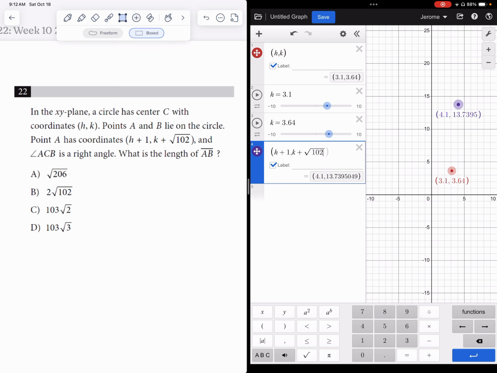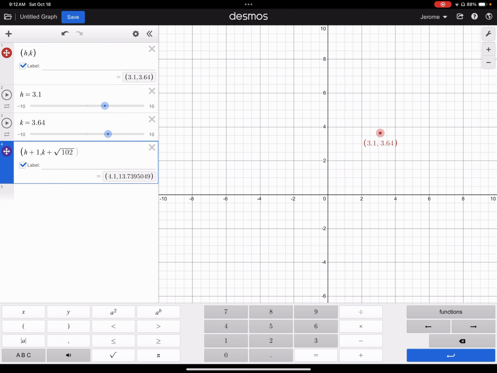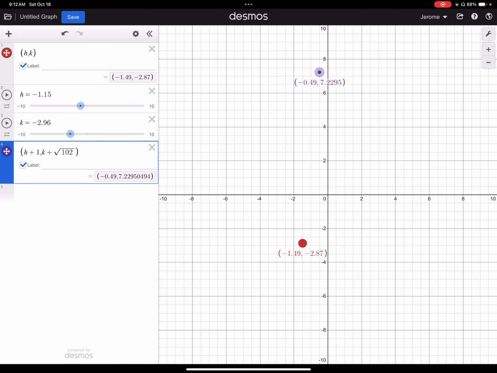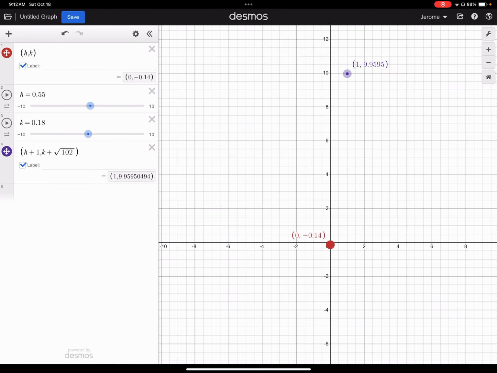Okay, lovely. And then if I side by side this a little bit, we can just move our point around. It's going to move the other point as well, right? They're locked into each other because of this plus 1. It should move this thing to the right one, and this plus square root of 102 is going to move this thing exactly up square root of 102. And there's supposed to be a circle that goes around the center point here, the red one, and it should intersect that purple one. And there is an equation for that.